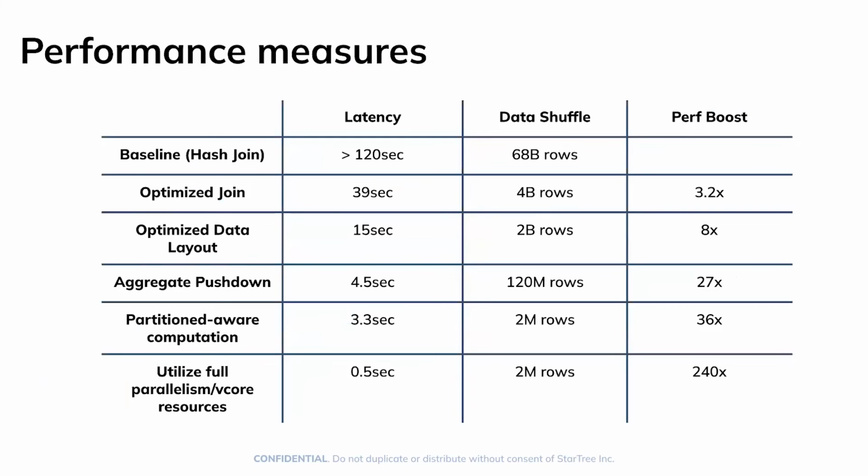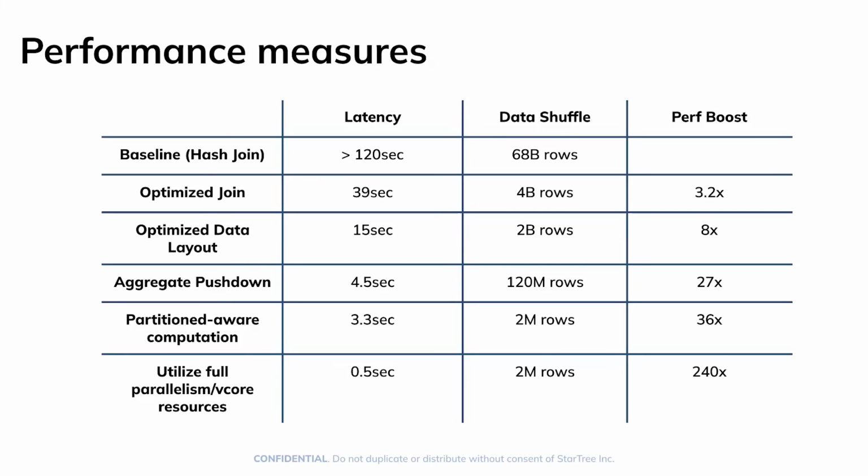So here is one of the examples that we benchmarked for one of the data sets that we previously did. If you use just naive hash joins, the latency goes beyond 120 seconds. You're shuffling billions or tens of billions of rows across the wire. If you optimize the joins, optimize their layout, do the aggregation pushdown or the pre-aggregations, pre-partition or pre-compute by co-locating the tables within the same servers, ultimately what you can do is reduce the data shuffle from 68 billion to 2 million rows, and your latency comes down from 120 seconds to just 0.5 seconds. So this is how you can do the performance measurements, right?